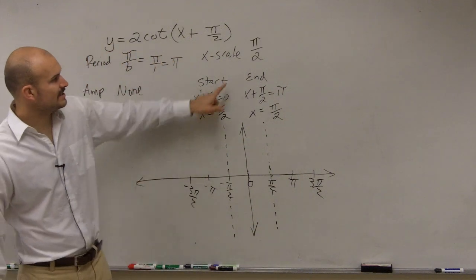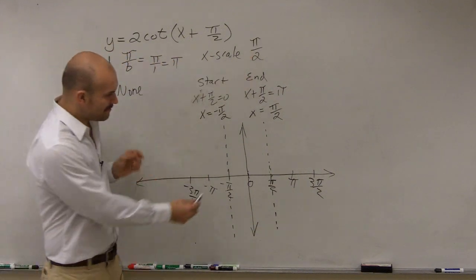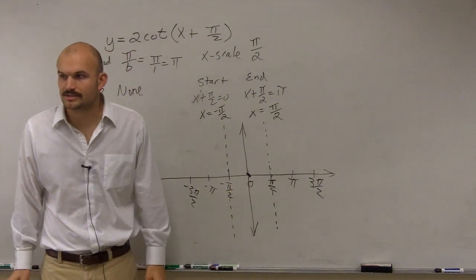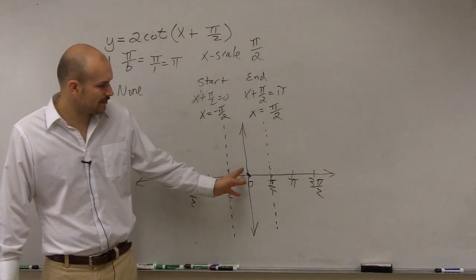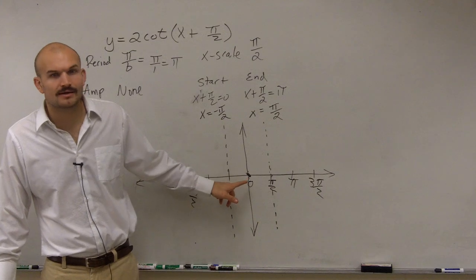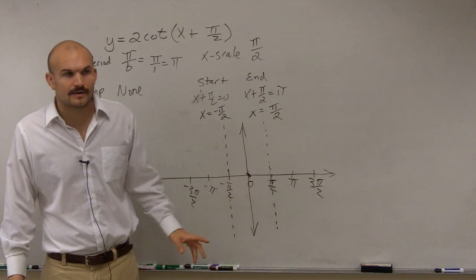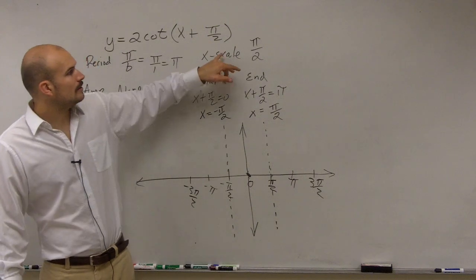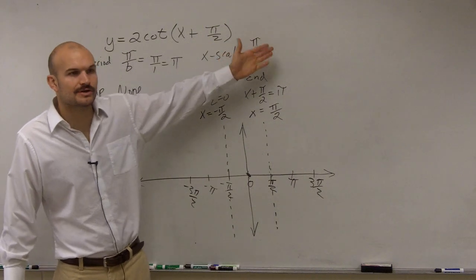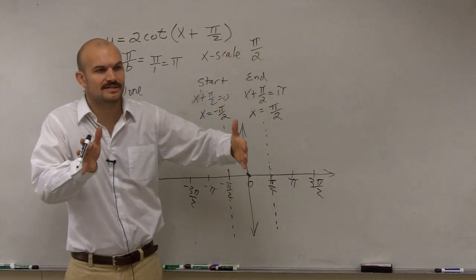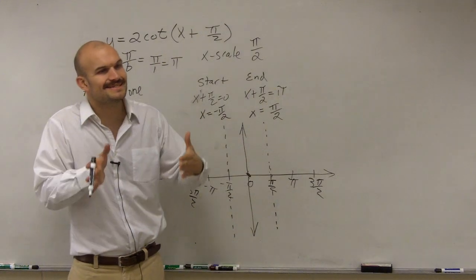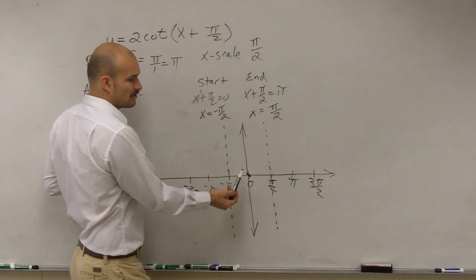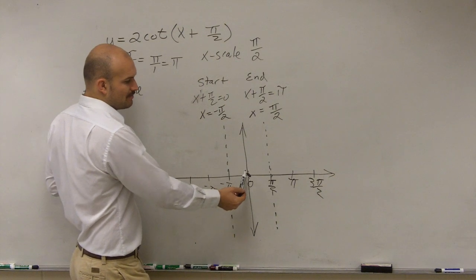Okay. But it said our x scale is pi halves. That means there's an important point right here. That means that's our critical point. So what is that? Well, that critical point is actually going to be our x-intercept. Yes? I thought your critical point was pi over 2. Remember, yes, your critical point is pi over 2, or your x scale. Remember, all I was talking about when I said critical points is just the distance between the critical points. So the distance between the critical points, or our scale, is pi halves.